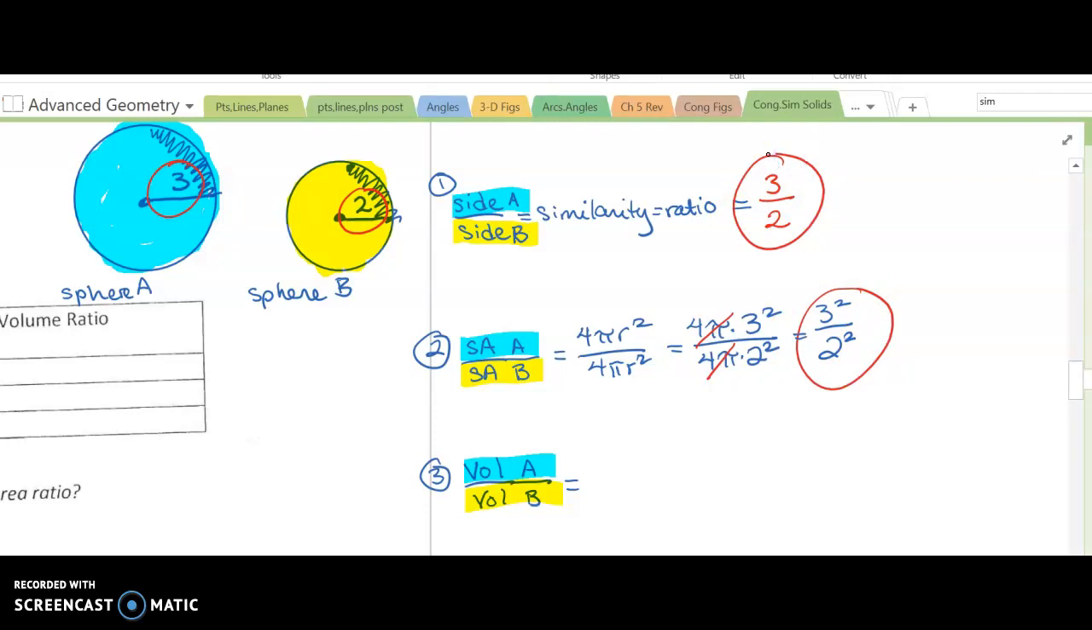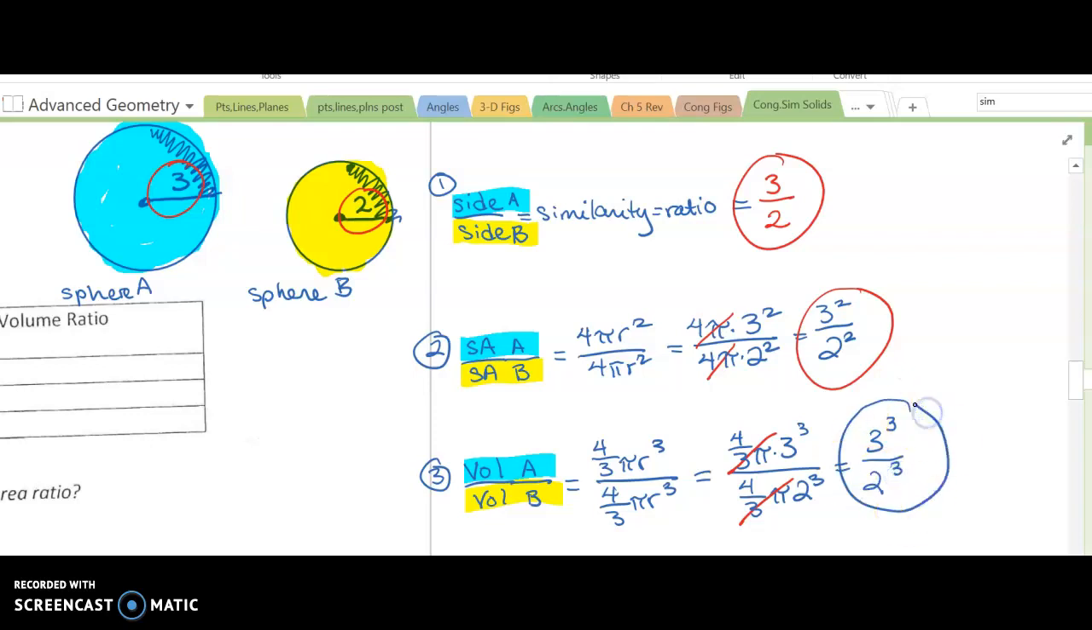All right, now we're going to look at the volume of these two spheres. So this is 4/3 pi r cubed for the volume of sphere A and 4/3 pi r cubed for the volume of sphere B. If we fill this in, 4/3 pi times 3 cubed over 4/3 pi times 2 cubed. Again, there's a shortcut. We can cancel out the 4/3 pi because that's a common factor in the numerator and denominator. And so we really just have 3 cubed over 2 cubed.